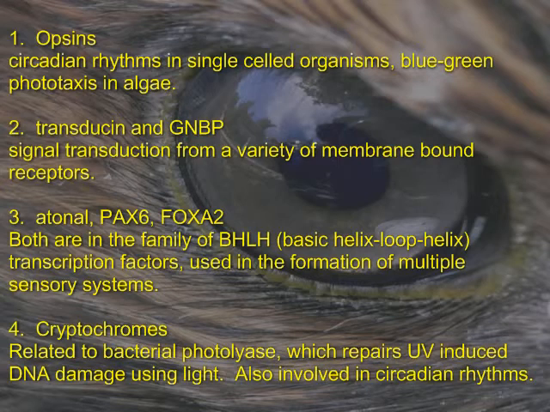Atonal, PAX6, and FOXA2 are all in the family of basic helix-loop-helix transcription factors, and they're all used in the formation of multiple sensory systems. Cryptochromes are found in all varieties of animals, but they are related to bacterial photolyase, which repair UV-induced DNA damage using actual light energy. They are also involved in circadian rhythms.